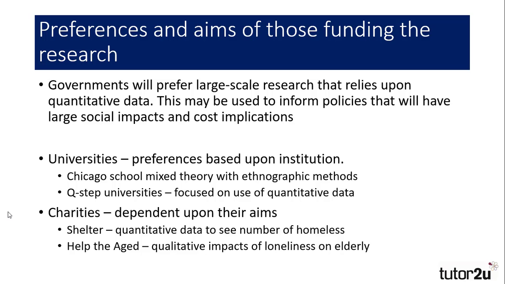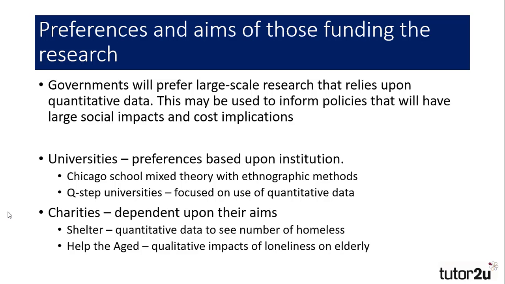Universities, as previously mentioned, have specialisms in certain topic areas, but they may also have preferred methodologies they use to obtain data. The Chicago School utilised ethnographic approaches to study a society, while some universities in the UK have received additional funding to conduct research using quantitative data, or what's called a Q-STEP programme, which will influence research carried out at their institutions.